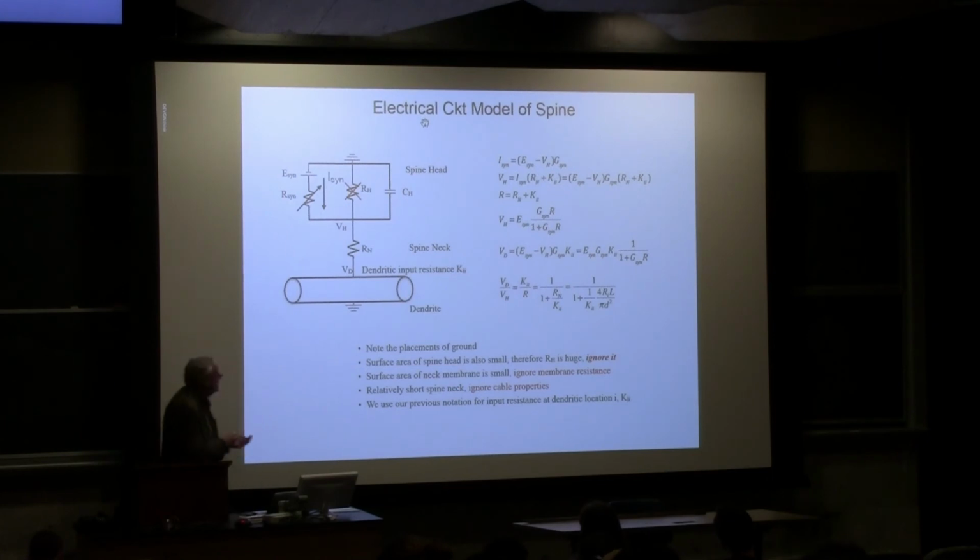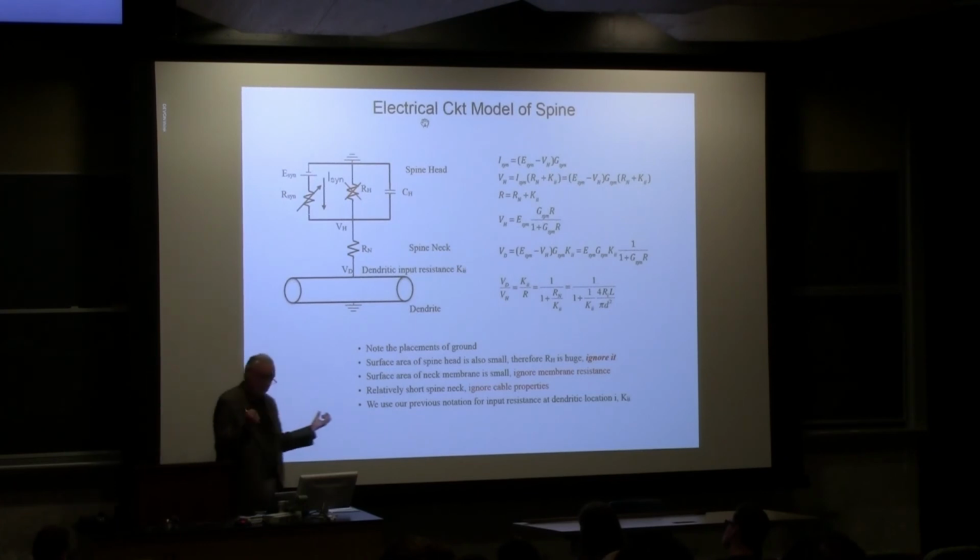And so the major permeability in the spine head membrane is when there's a synaptic input to the spine head and membrane conductance changes in response to that synaptic input, generating an inwardly directed synaptic current. Okay, this represents the spine neck.